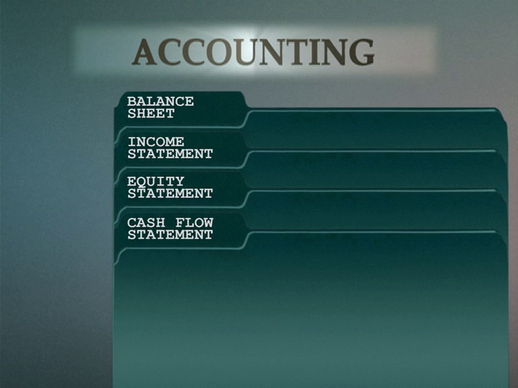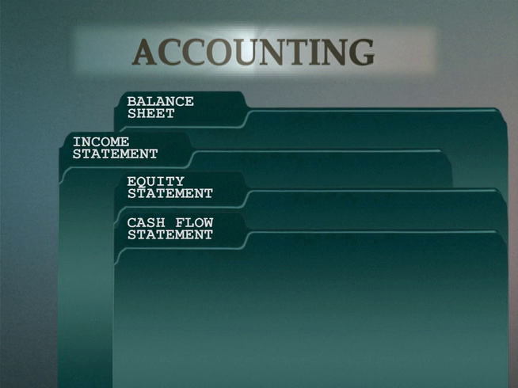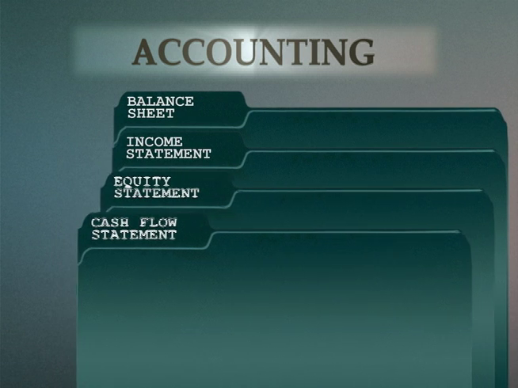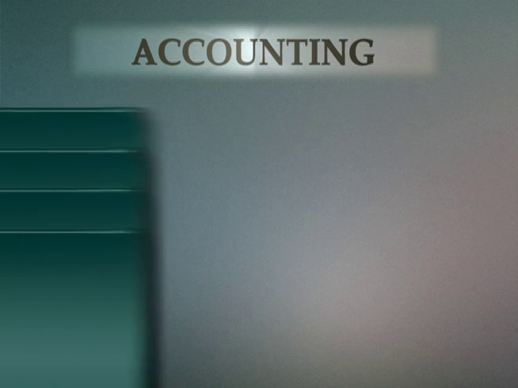Let's take a closer look at the tools of the trade: the balance sheet, the income statement, the equity statement, and the cash flow statement. By understanding what to do with these 4 simple sheets of paper, you can rule any financial empire in the world, or at least understand what your own business is doing.